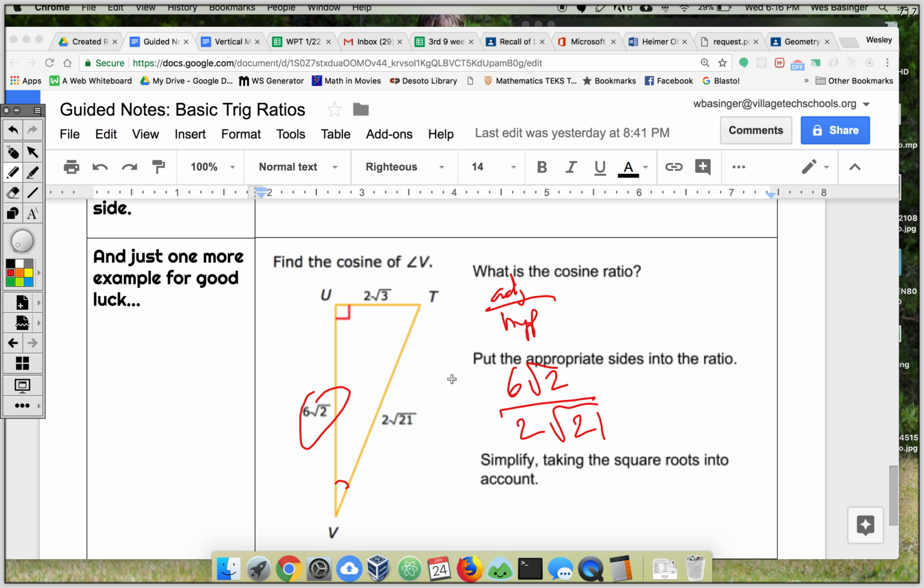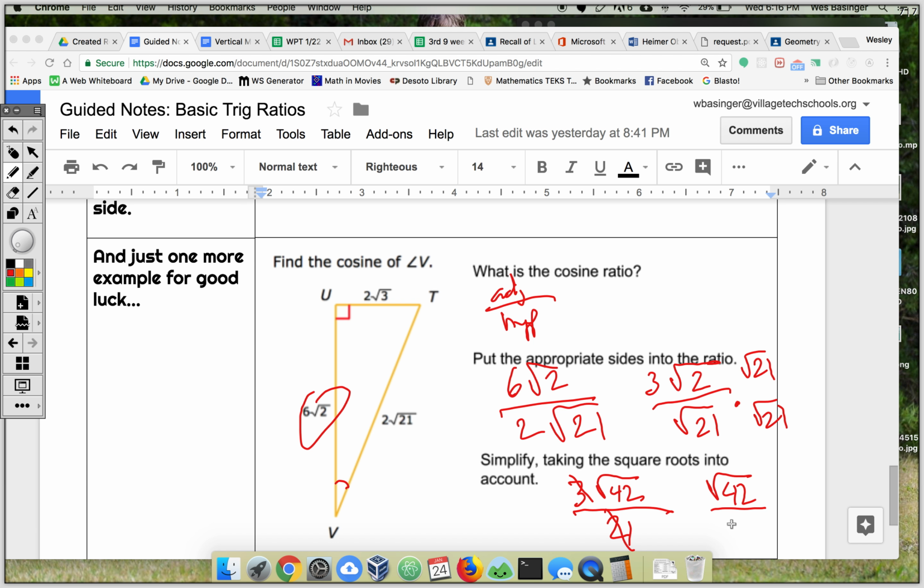So let me make sure I got that right. Adjacent would be 6 square roots of 2 on the top, and the hypotenuse is 2 square roots of 21. Okay, that seems to work out pretty well. Now let's just go through and simplify. 2 would go into 6 3 times, and then we would still have the square root of 2 and square root of 21 down there. We need to rationalize the denominator, so we could go through and multiply top and bottom by square root of 21, leaving us with 3 times the square root of 42 over 21. But you can actually divide 3 goes into 21 7 times. So it's actually the square root of 42 over 7.